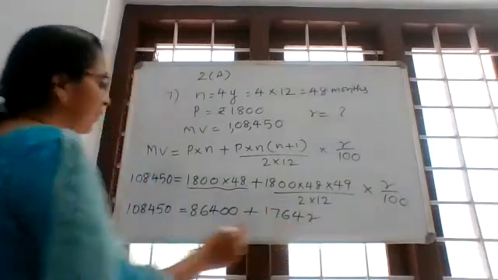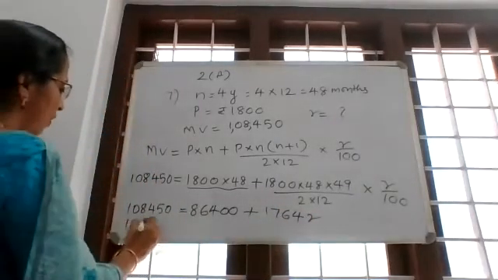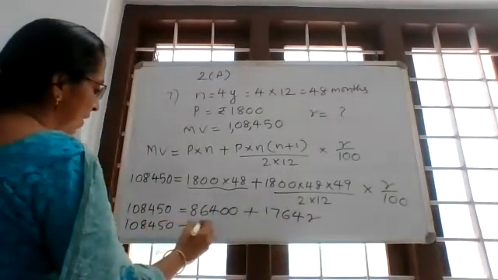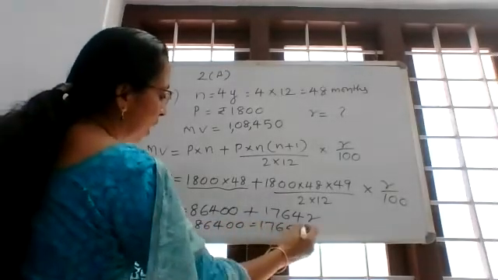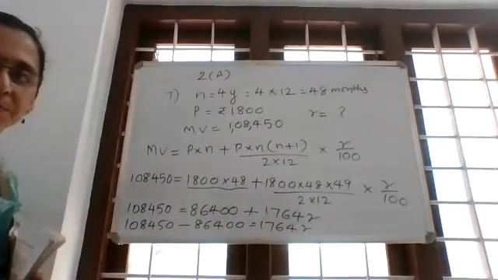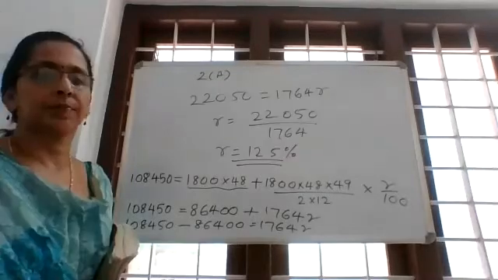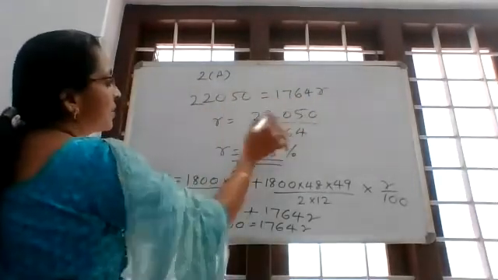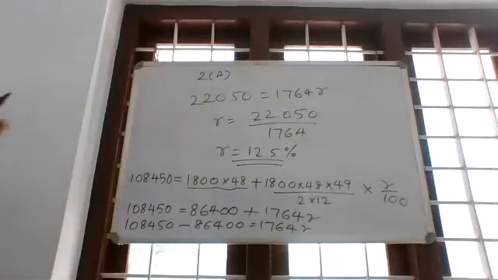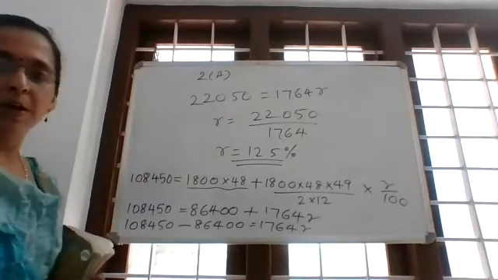1764 R. So next is what? 108450 minus 86400 is equal to 1764 R. So 22050 is equal to 1764 R. So R is equal to 22050 divided by 1764. After cancellation, you will get 12.5%.